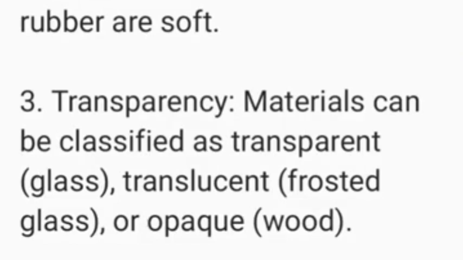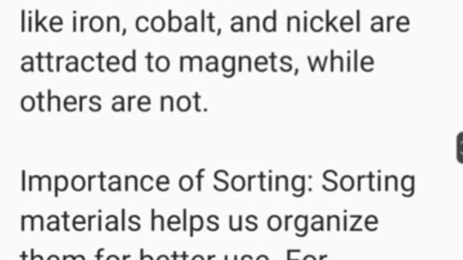3. Transparency. Materials can be classified as transparent, like glass, translucent, like frosted glass, or opaque, like wood. 4. Solubility. Some substances dissolve in water, like sugar and salt, while others do not, like sand and oil. 5. Flotation. Some materials float on water, like wood and plastic, while others sink, like metal and stone. 6. Magnetic property. Materials like iron, cobalt, and nickel are attracted to magnets, while others are not.